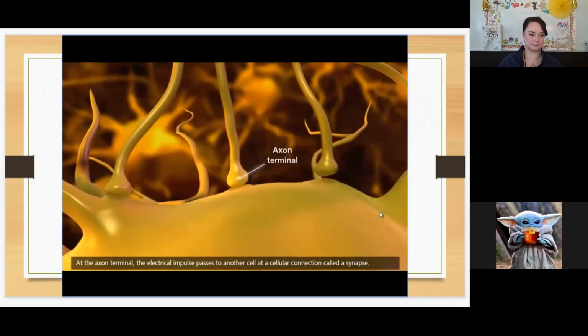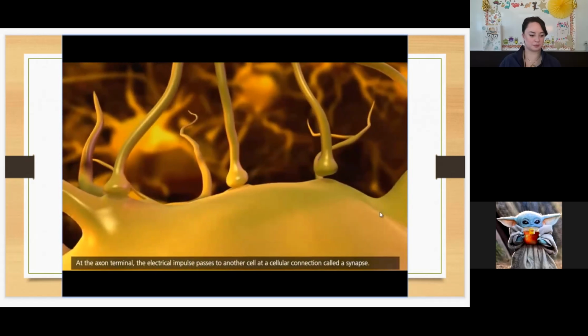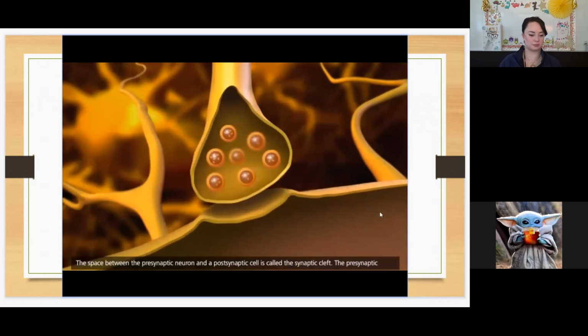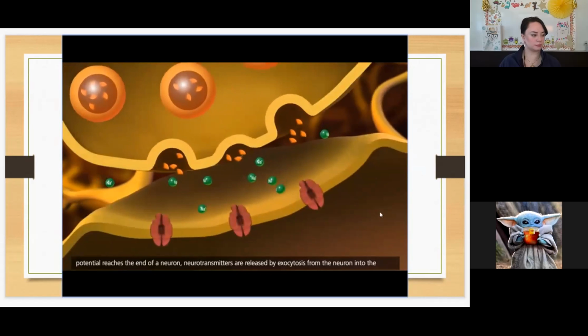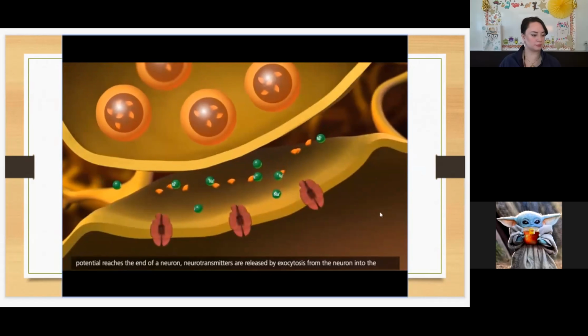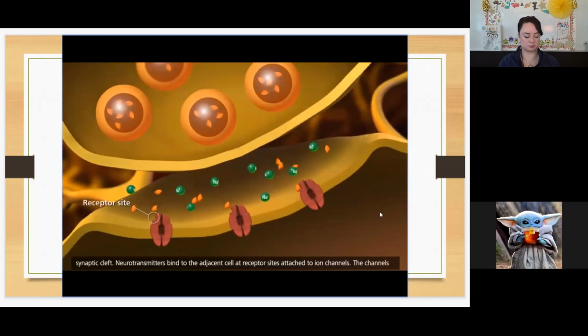At the axon terminal, the electrical impulse passes to another cell at a cellular connection called a synapse. The space between the presynaptic neuron and a postsynaptic cell is called the synaptic cleft. The presynaptic neuron contains signal molecules called neurotransmitters that are packaged inside vesicles. When an action potential reaches the end of a neuron, neurotransmitters are released by exocytosis from the neuron into the synaptic cleft. Neurotransmitters bind to the adjacent cell at receptor sites attached to ion channels.